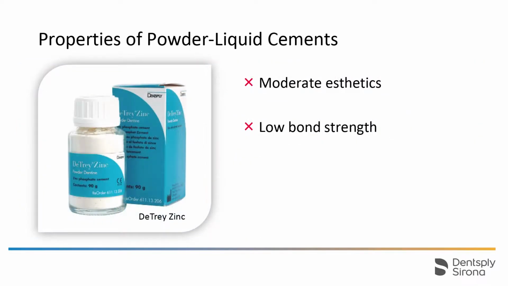What are the advantages and disadvantages of powder-liquid cements? Powder-liquid cements only have moderate aesthetic properties. They are often only available in a few tooth shades or are simply gray. This can be important in combination with all-ceramic restorations, as the cement layer can affect the overall aesthetic impression of the restoration, for example, that of an all-ceramic crown. In addition, powder-liquid cements only bond moderately well to the tooth. We will come back to this characteristic again later.